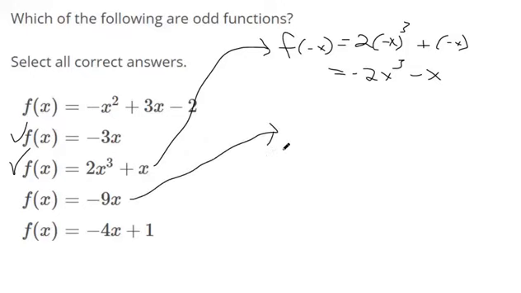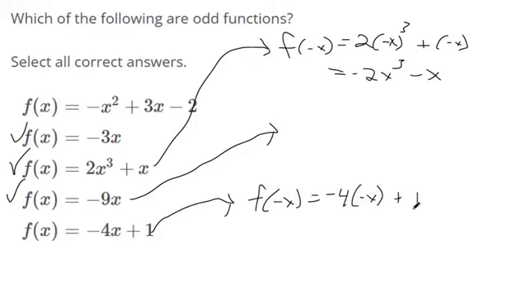And then over here, look, it's basically the same thing. You can probably just skip over and say this is odd, right? But if you plug in negative x, -9 times negative x makes positive 9x. So that's odd. This one here is probably going to be neither even nor odd. If you plug in negative x, you get -4 times negative x plus 1. So that's 4x plus 1.